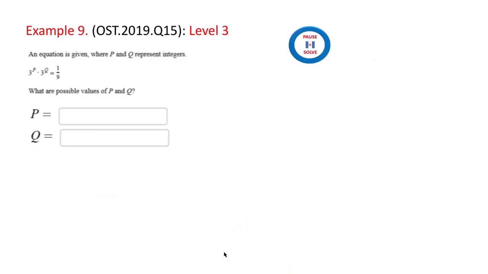Okay, so now we're going to do a couple of level 3 questions. They're a little bit more complicated, but not too complicated. An equation is given where P and Q represent integers, okay? 3 to the power P times 3 to the power Q equals 1/9. What are possible values? So possible values, most likely you will have more than one choice. So pay attention to this.